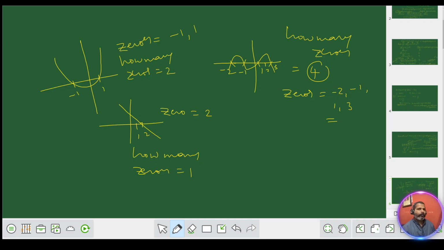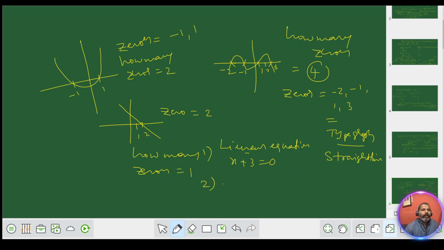Okay, clear? So we saw what is the degree of a zero, what we mean by a zero, how to find a zero, and its geometrical representation. Now, if I give a linear equation, say x plus 3 equal to 0, what will be the type of graph here? For a linear equation in one variable, the graph will always be a straight line.